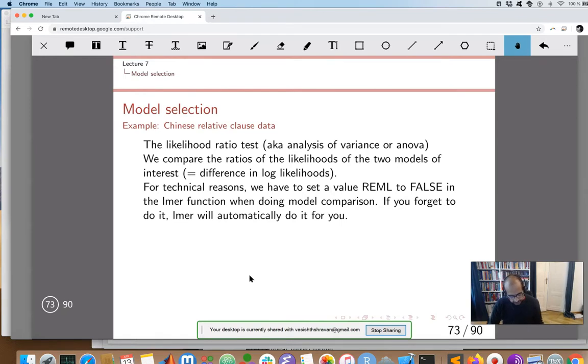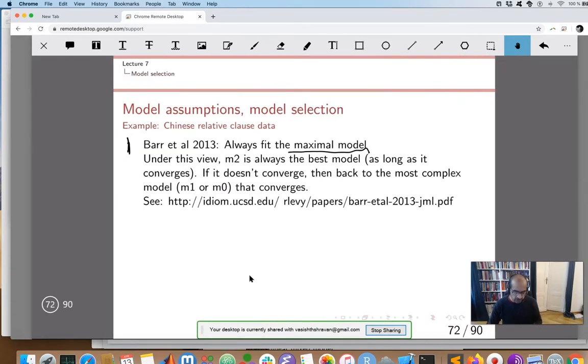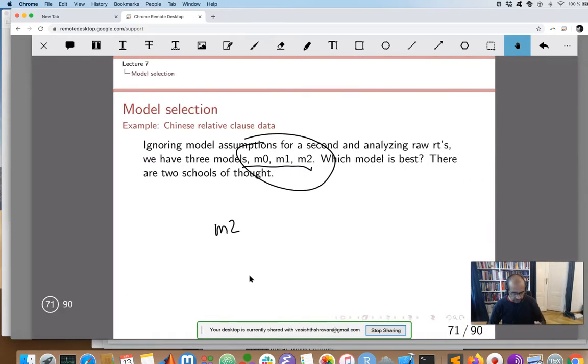So this is one school of thought. The other school of thought is to try to fit the most parsimonious model, the simplest possible model, or the model that is as complex as it needs to be, but no more than that. That's what you might call a parsimonious mixed model.